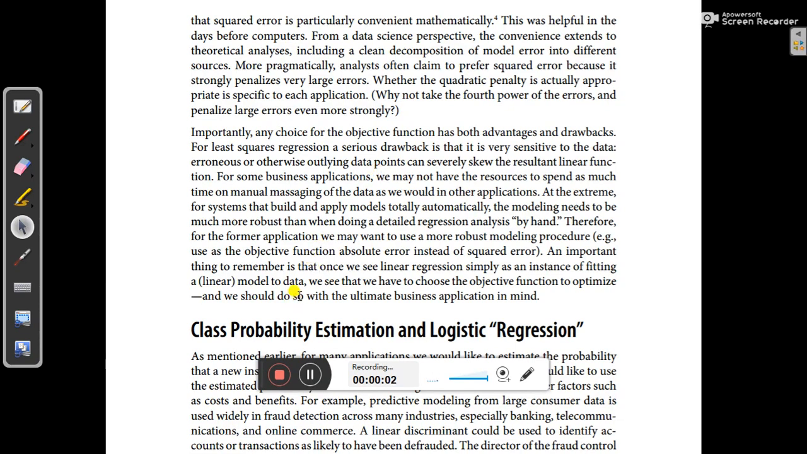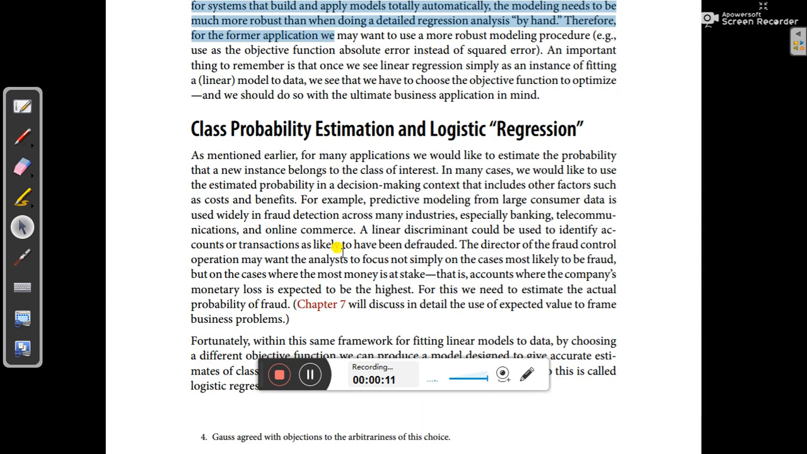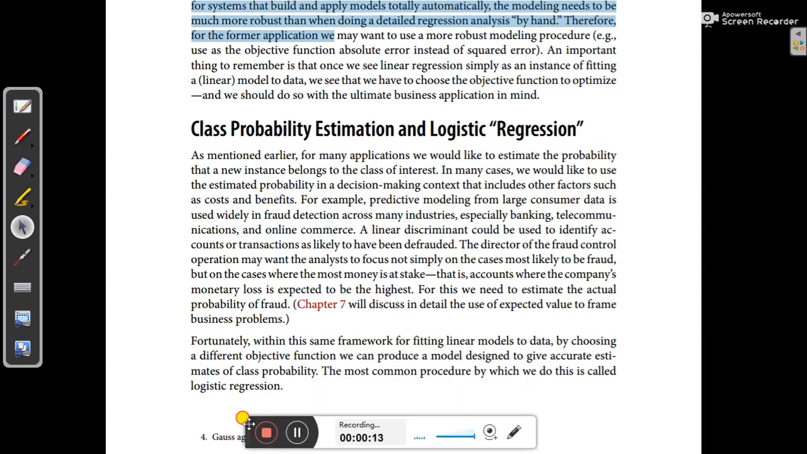Hello student, in this video I'm going to discuss a bit about logistic regression, or you can say class probability estimation using a regression technique. In many cases we'd like to use the estimated probability in a decision making context that includes other factors such as cost and benefits.